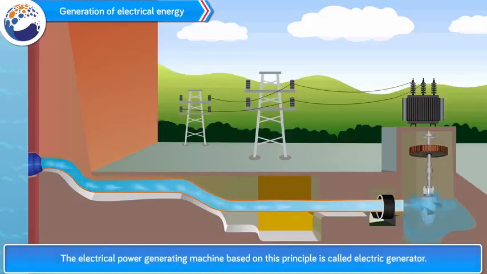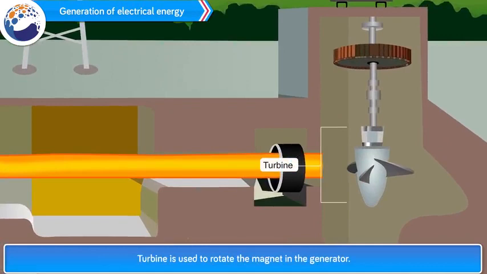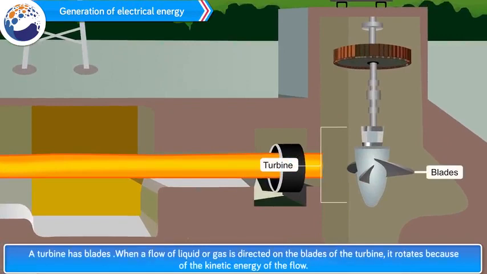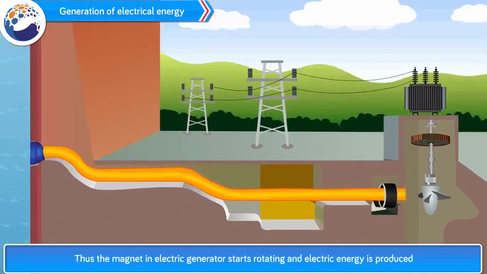The electrical power generating machine based on this principle is called electric generator. Such large generators are used in commercial power generation plants. Turbine is used to rotate the magnet in the generator. A turbine has blades. When a flow of liquid or gas is directed on the blades of the turbine, it rotates because of the kinetic energy of the flow. This turbine is connected to electric generator. Thus the magnet in electric generator starts rotating and electric energy is produced.